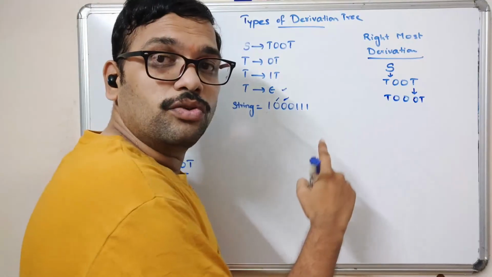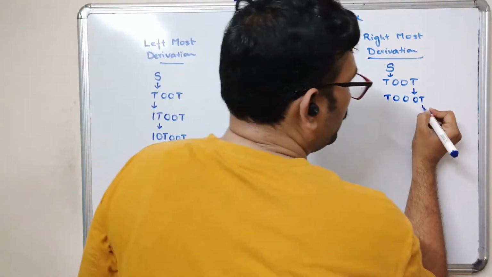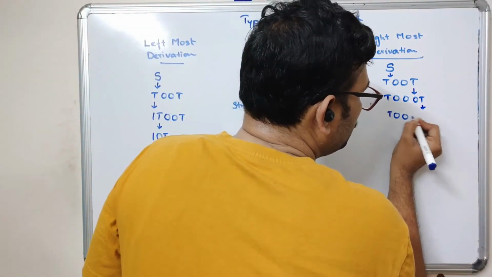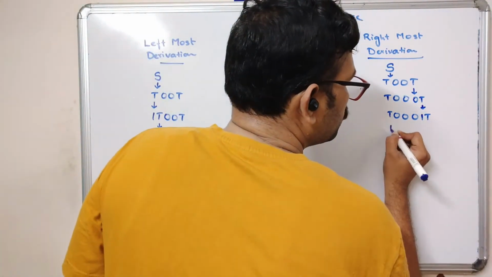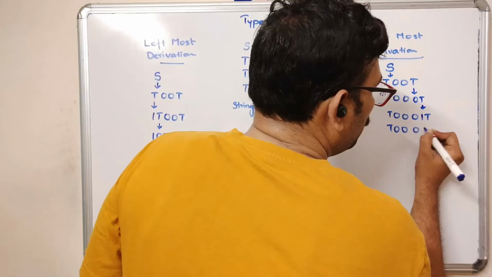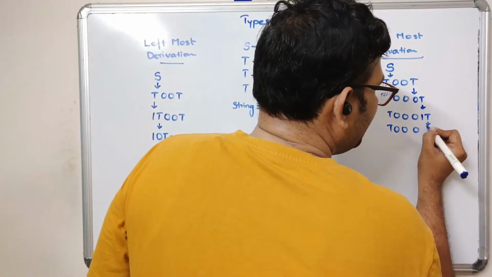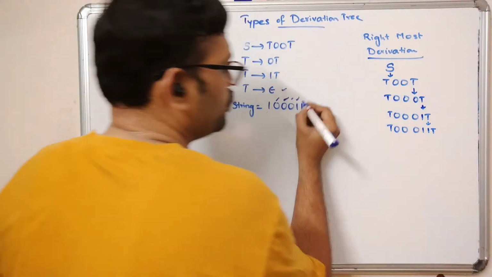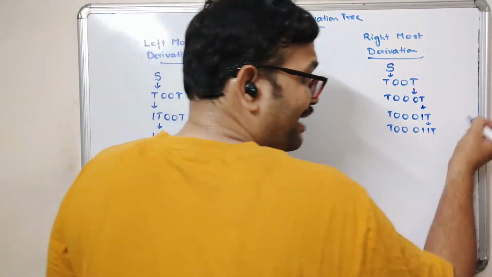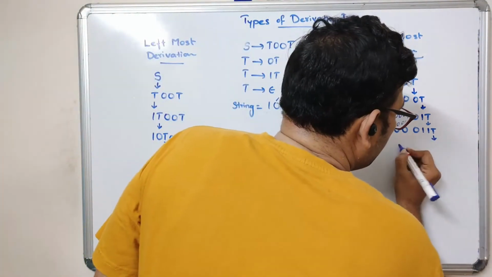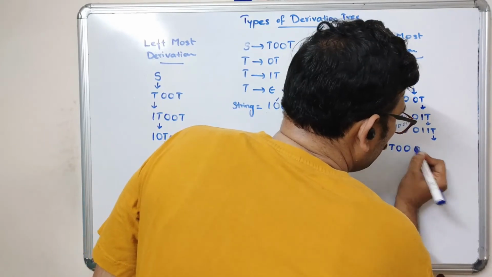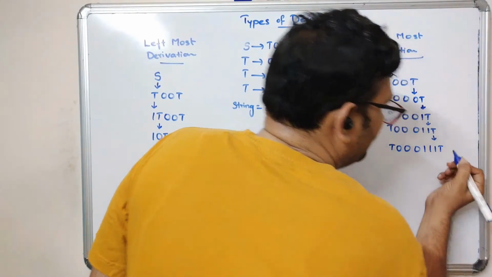Among these two non-terminals, again this one, we need to replace. So this can be replaced with 0 0 0 and next one is 1, so 1T. And this T can again be considered as 1T because another 1 is there. Again rightmost, we are deriving the rightmost, right? Again you need to consider this one, and T 0 0 0 1 1 1 T.